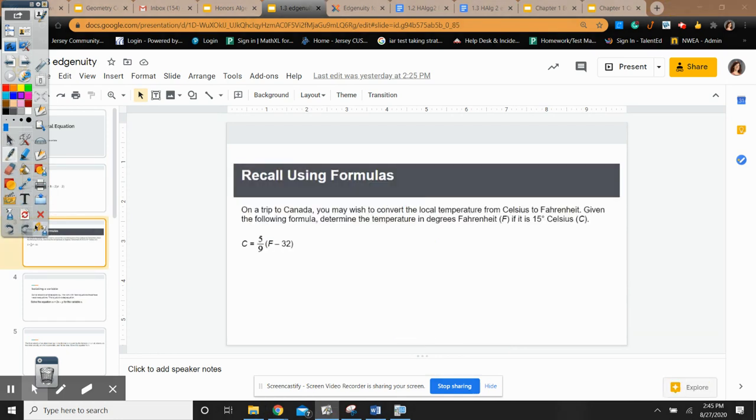On a trip to Canada, you may wish to convert Celsius to Fahrenheit. Given the following formula, determine the temperature in Fahrenheit if it's 15 degrees Celsius. So you probably have seen this formula before in your science classes. They're asking us, if Celsius is 15, can you figure out what Fahrenheit is? Now there's two ways to do it. I told you that a lot of you would just really like to distribute. And that's not wrong, but it's going to make this problem a little bit more complicated. And I'll show you that in a minute.